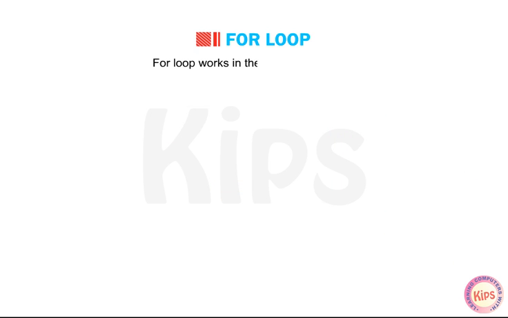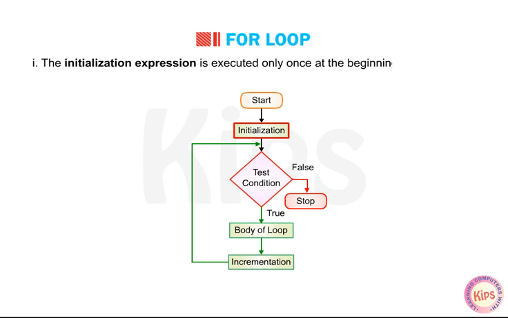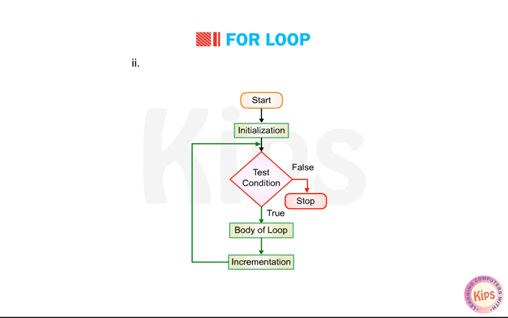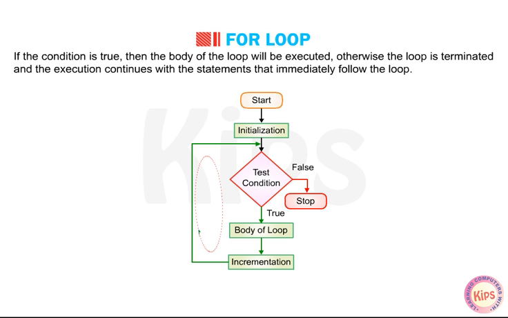The for loop works in the following manner. Number 1: the initialization expression is executed only once at the beginning of the for loop. This step allows you to declare and initialize any loop control variable. Number 2: thereafter the test expression is evaluated. If the condition is true, then the body of the loop will be executed. Otherwise, the loop is terminated, and the execution continues with the statements that immediately follow the loop.